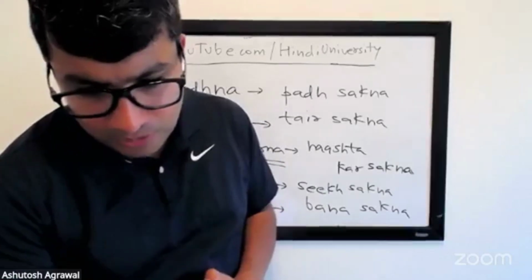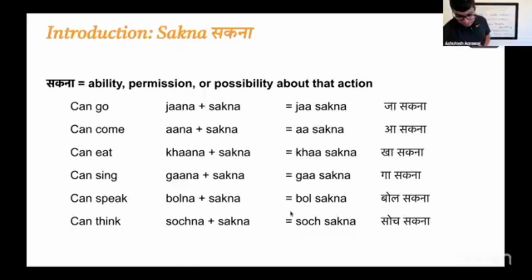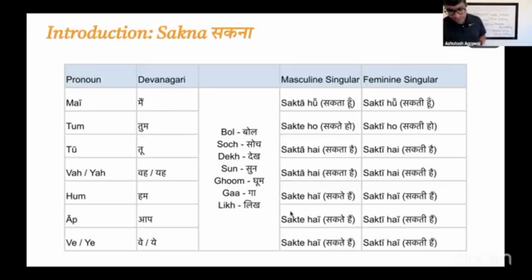So I'm going to go back to our table, and if you look at it, I wrote only the base stem of the verb, which is bol, soch, dekh, sun, kar, ja, and likh. I removed na from all of those because that's how they are.